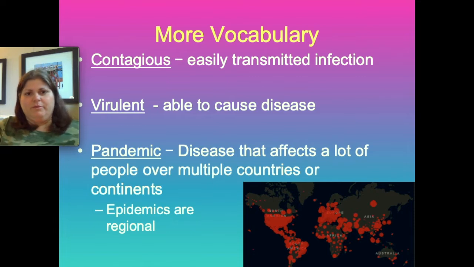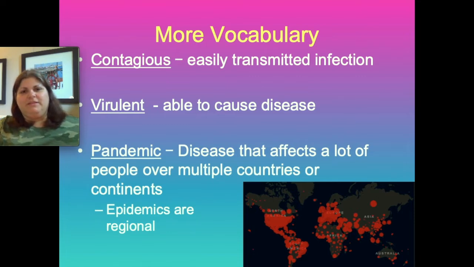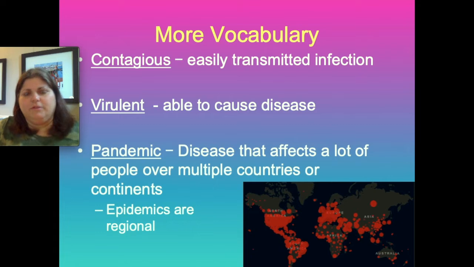So, speaking of spreading from person to person, contagious means that something is easily transmitted from one person to another. Virulent is something that can cause disease. So, there are some things that are contagious, but they don't cause that bad of diseases. And some things, of course, are both.